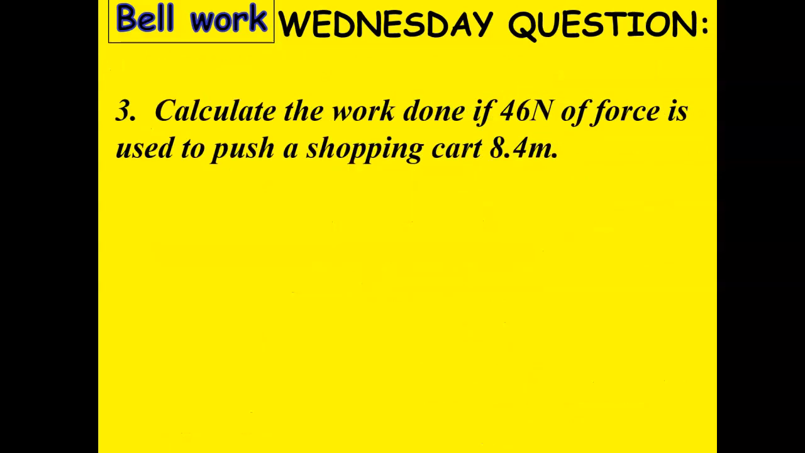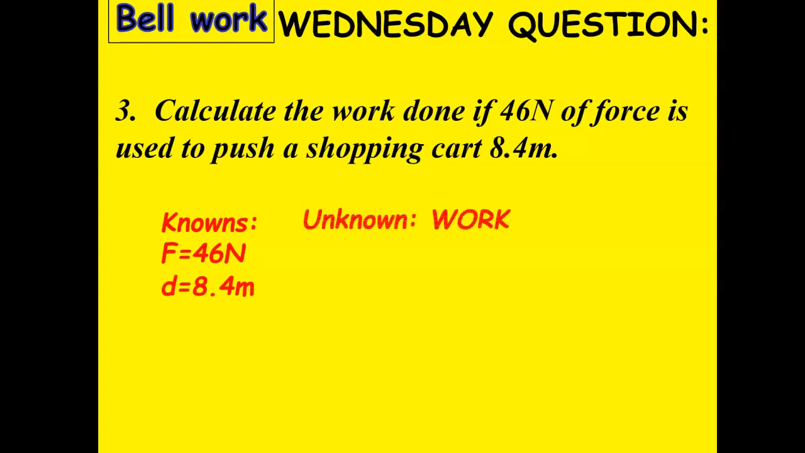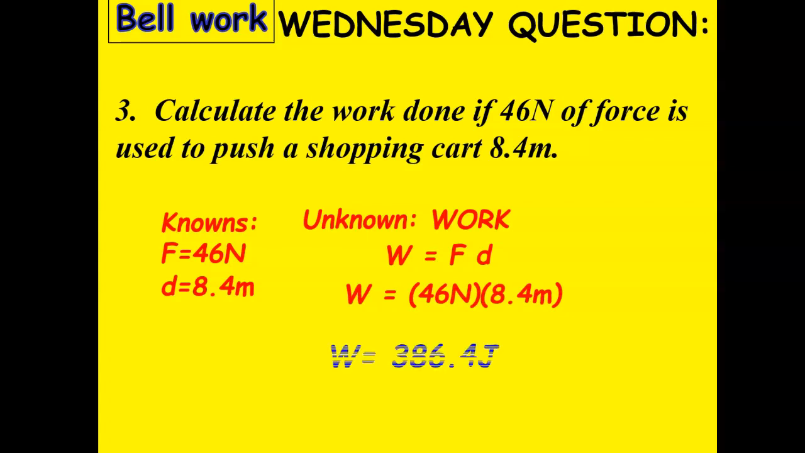Okay, the next problem asks you to calculate the work done if you have 46 newtons of force by pushing a shopping cart 8.4 meters. So again, we have force, which is the 46 newtons. We have distance, which is 8.4 meters. We are solving for work. The formula for work is W equals F D, so work is equal to force times distance. We have both force and distance that we're going to multiply. And again, our units for work is joules.